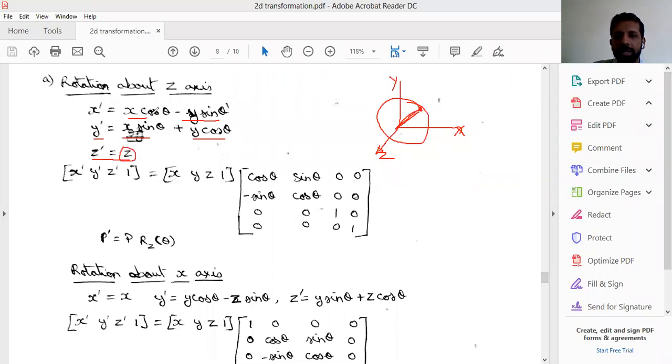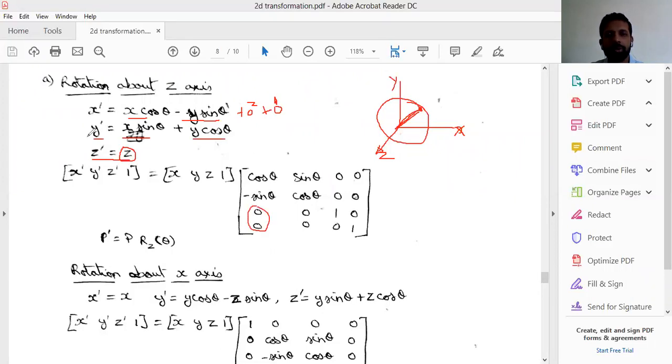Now, once we write these three in matrix form, x dash, y dash, z dash, and 1 will be equal to x, y, z, and 1 multiplied by the next matrix: cos theta, minus sin theta, and the next two will be 0 because there is nothing else over here. There is nothing with respect to z, and nothing with respect to the 1, the unity value that has to be carried out. That is why we have 0 over here.